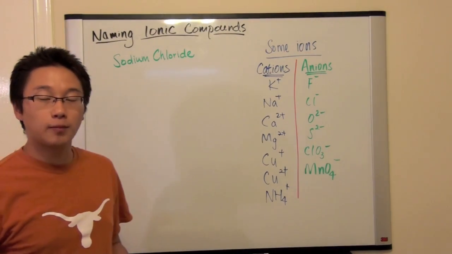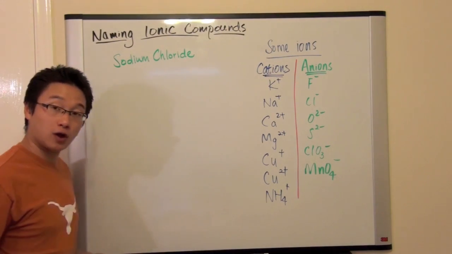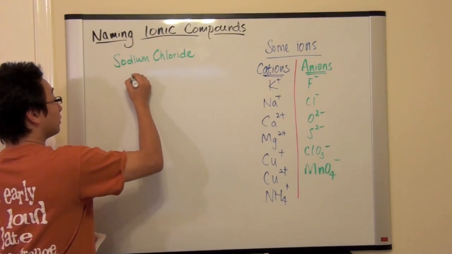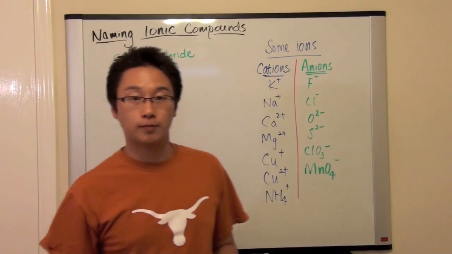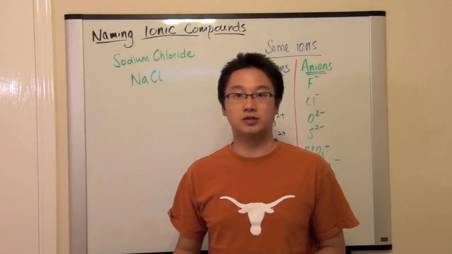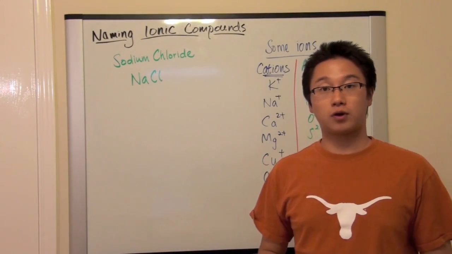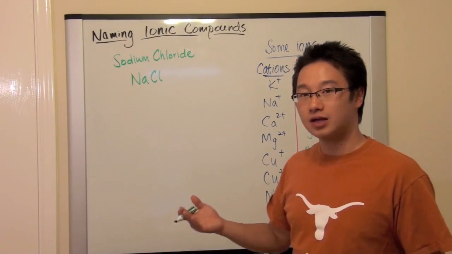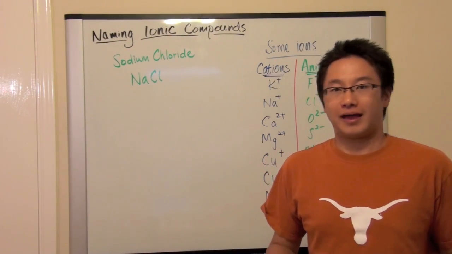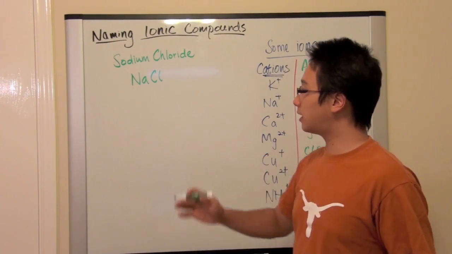Okay, so sodium chloride. And the chemical formula for sodium chloride, I bet many of you should know this already: NaCl. Okay, you may have learned this in your previous science courses. So NaCl is the chemical formula for sodium chloride. Now, let's break it down. Why is it NaCl? Why is it not like Na2Cl3 or some other variations?